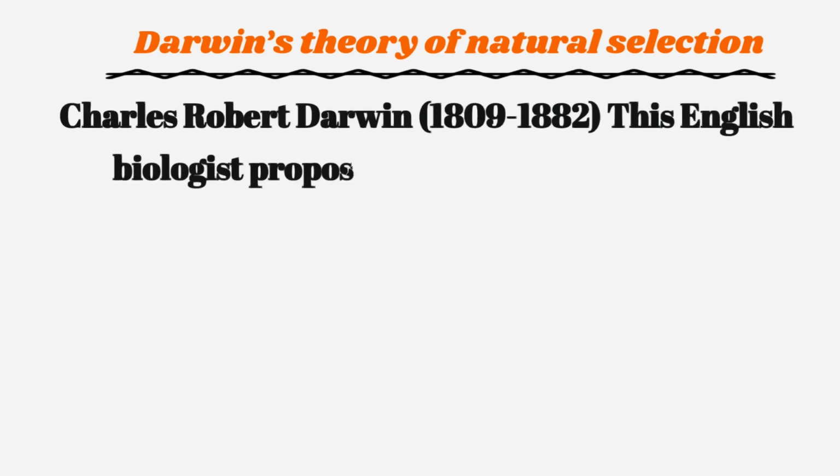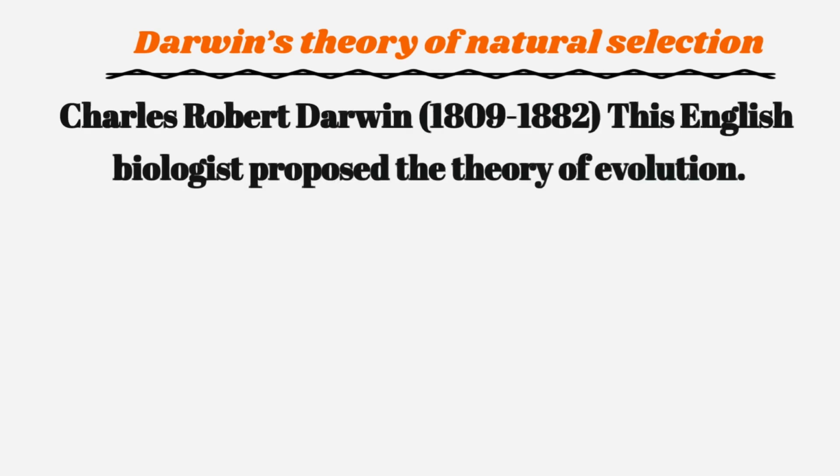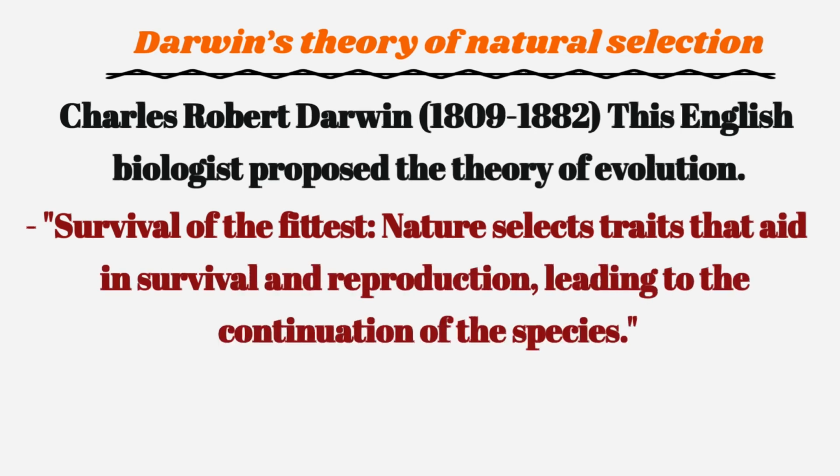Now let's talk about one of the interesting topics in this chapter, which is Darwin's theory of natural selection. Charles Robert Darwin, who was born in 1809, this English biologist proposed the theory of evolution, which was survival of the fittest. यानी जो फिट रहेगा वही सर्वाइव कर पाएगा अंत तक. Nature selects traits that aid in survival and reproduction, leading to the continuation of the species.